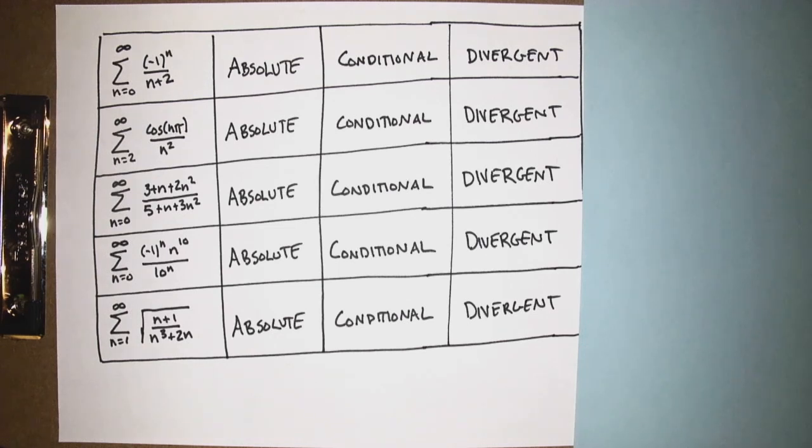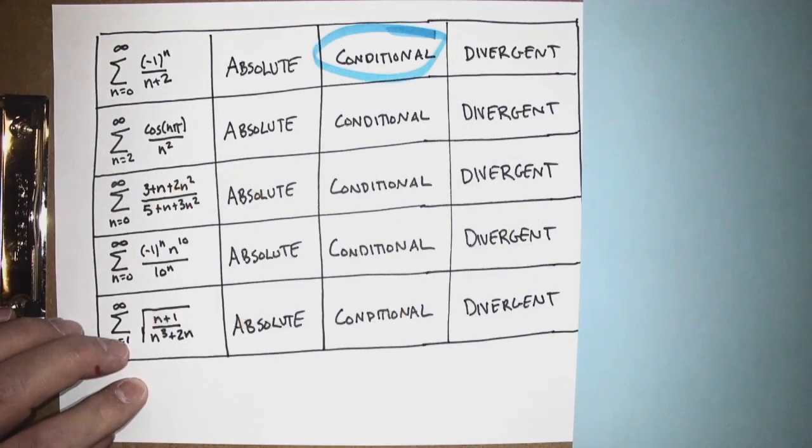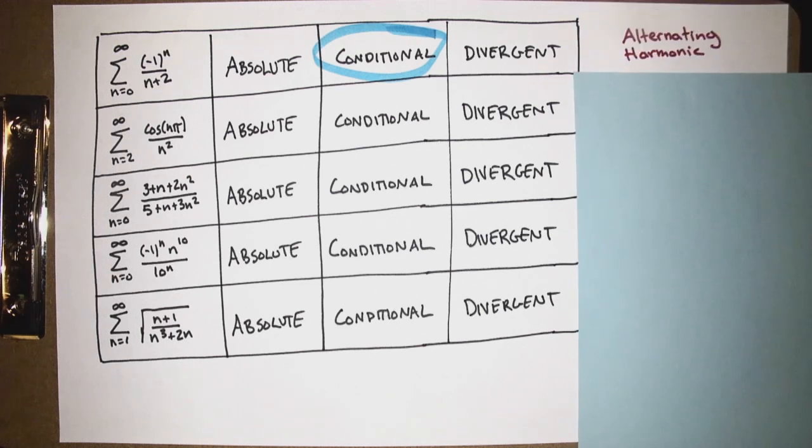All right, so let's see. The first sum, (-1)^n over n plus 2. What can we say about it? Anybody can throw out a guess? Conditional. Conditional is correct. It converges because it's an alternating series and the terms go to 0. If you drop the alternating, it looks like harmonic, which diverges.